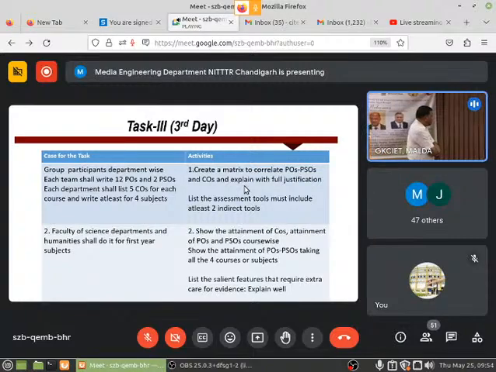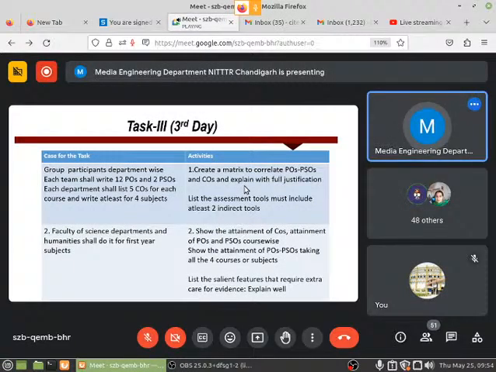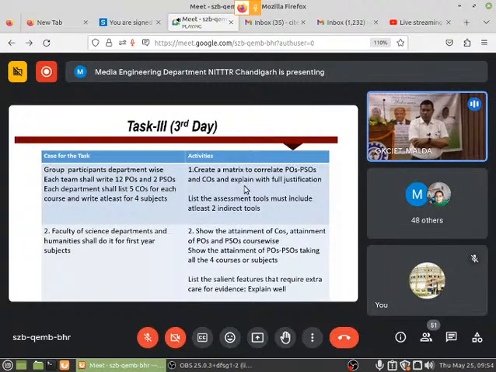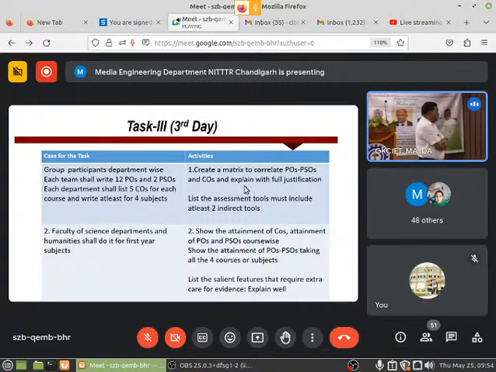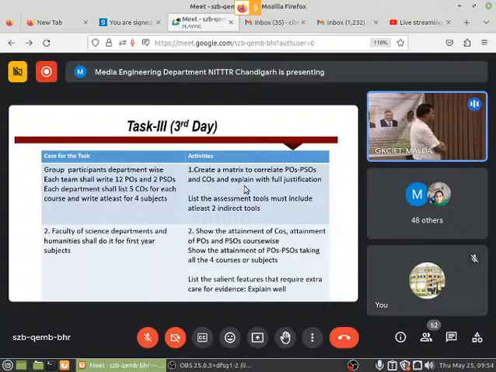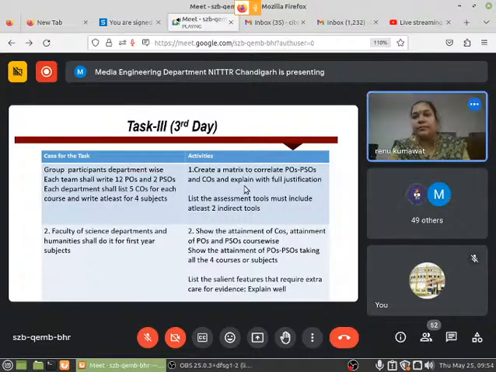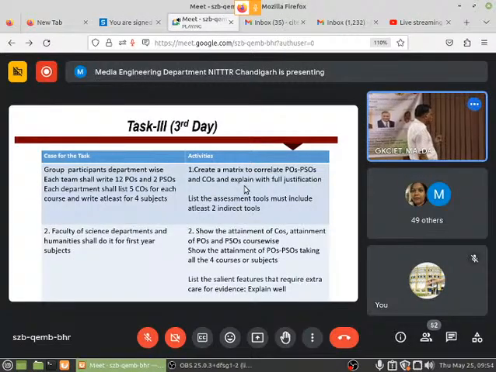Kamal, you can name. Okay, sir, we can go with Manipal University, Jaipur. Manipal University, Jaipur will be explaining that. Manipal University, Jaipur, you will be explaining the PO, PSO and CO correlation matrix or the mapping with full justification. Yes, sir. Get ready, because this is the first job which you have to explain.